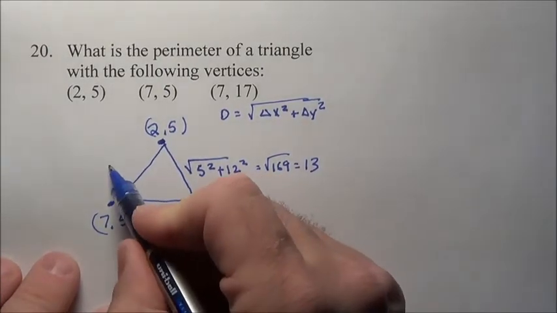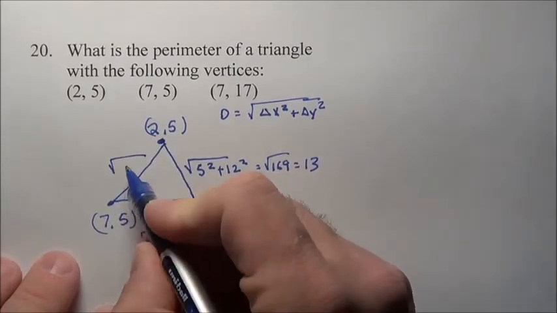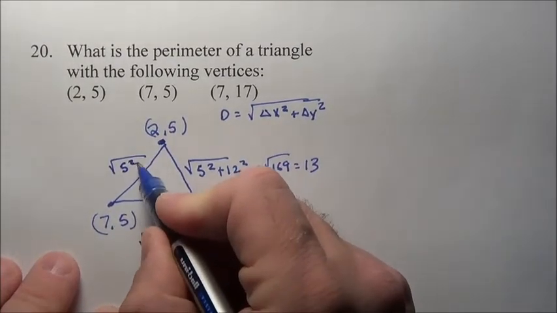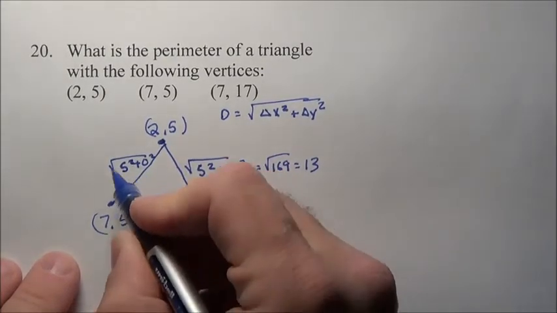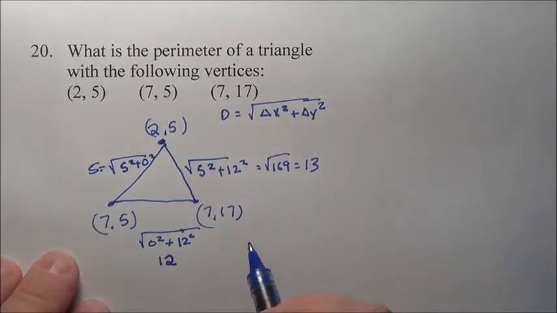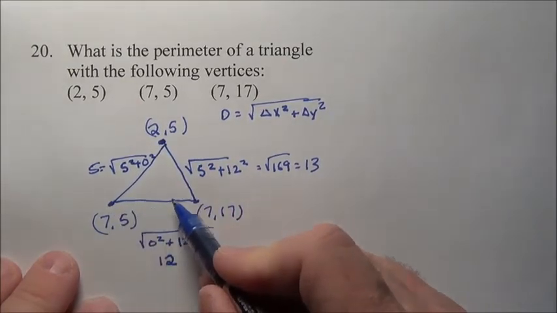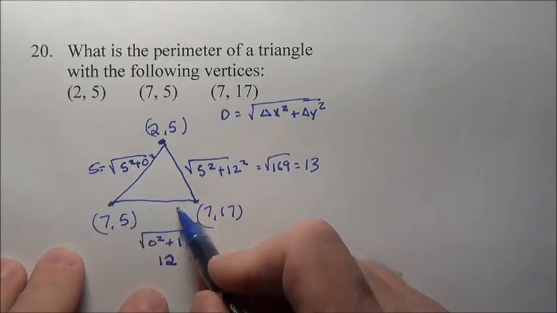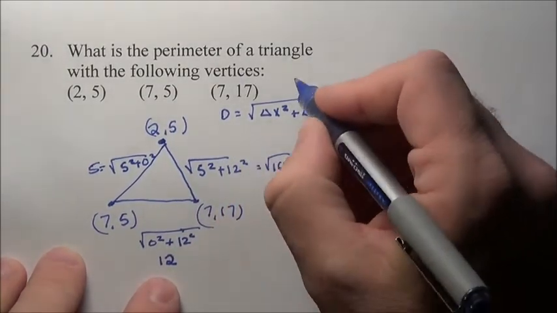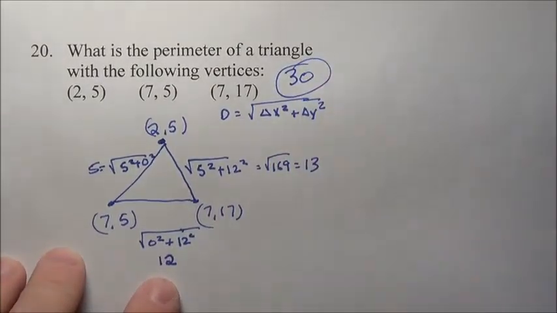I come to this side. 2 to 7, it's a change of 5 squared plus 5 to 5, nothing squared. So it's going to be square root of 25. So this side's going to be a perfect 5. So you have 5, 12, and this was 13. 5, 12, and 13 adds up to a 30.